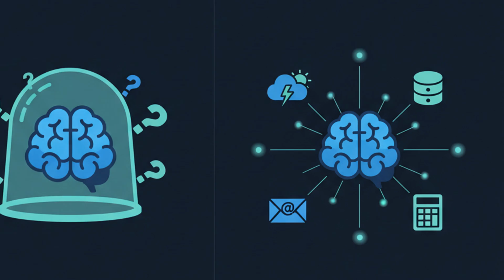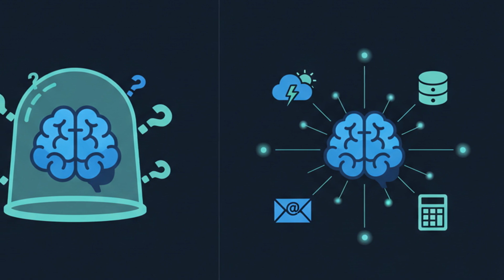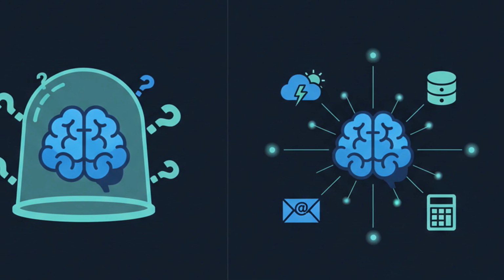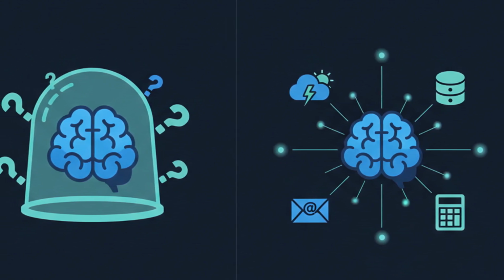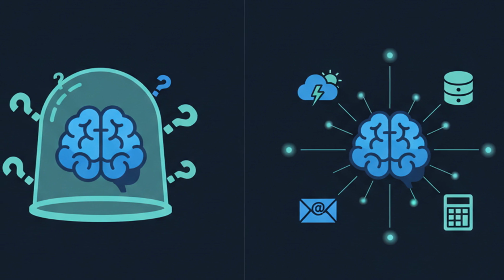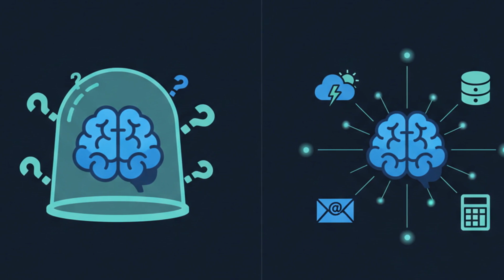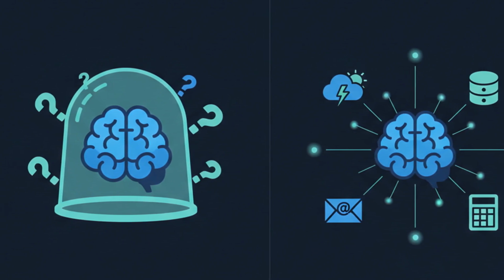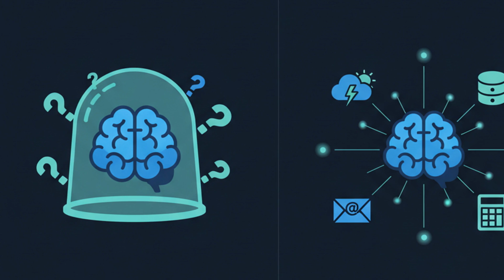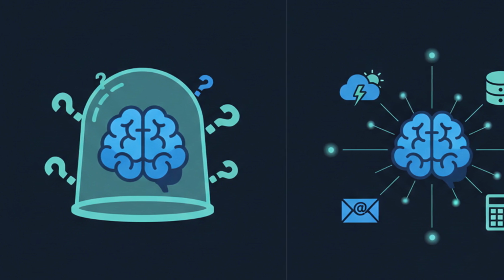Here's the uncomfortable truth about large language models: they're incredibly smart, but they're also incredibly isolated. An LLM can't check your bank balance. It can't send an email. It can't even tell you if your server is currently on fire. Everything it knows was frozen at training time. Function calling changes this completely. It's the mechanism that lets an AI decide, I need external help here, and actually reach out to get it.